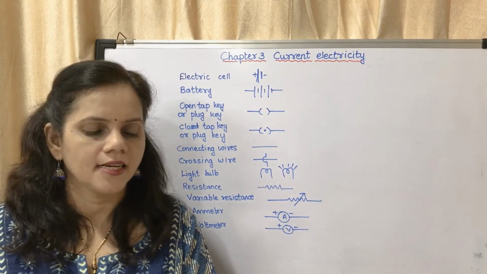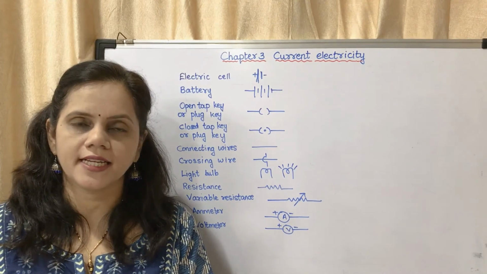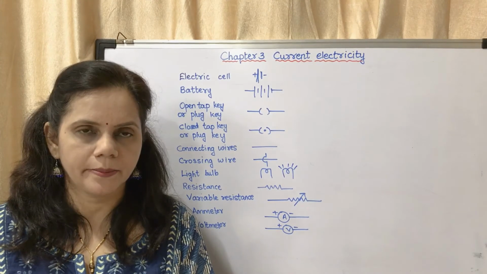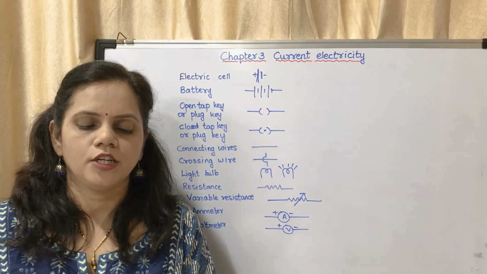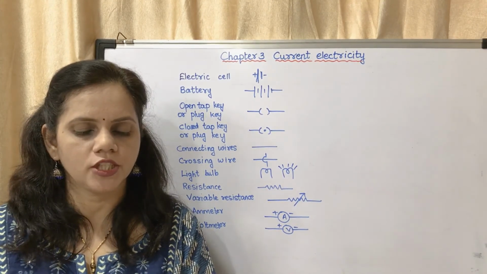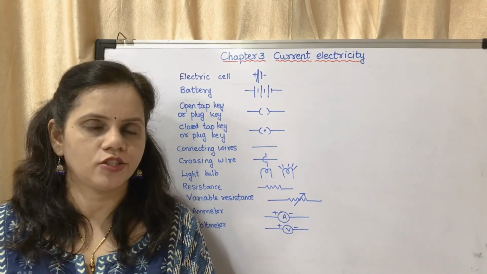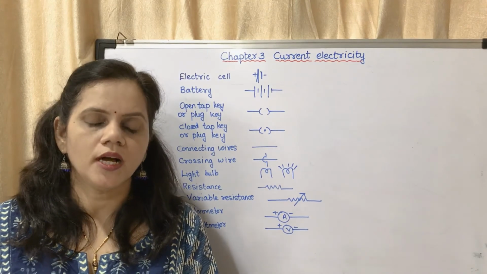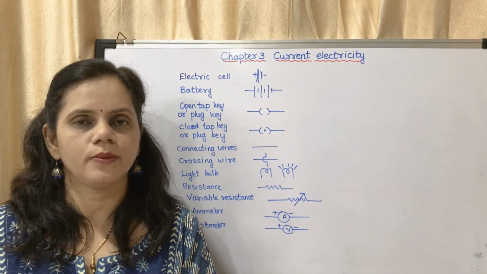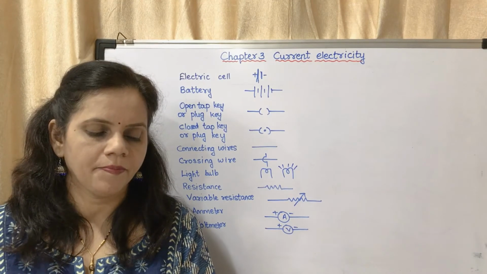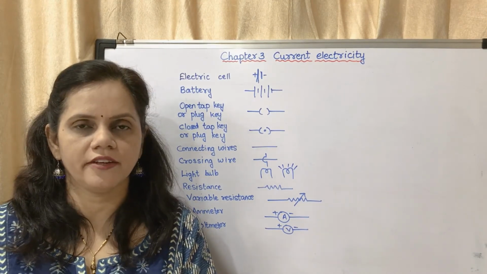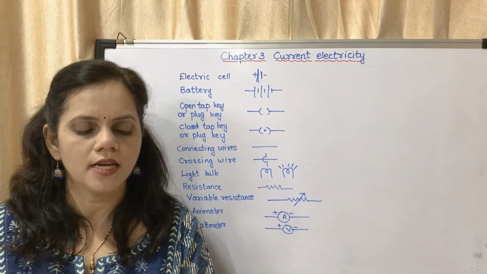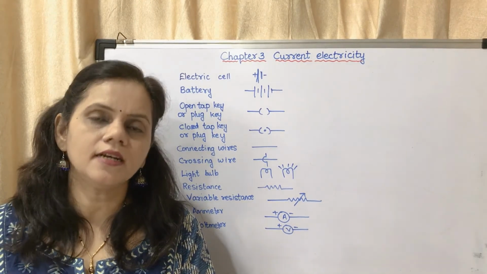The table is symbols for components of an electric circuit and their uses. Electric cell, you may see the picture. Symbol. Use: to apply a potential difference between two ends of a conductor. So what is the purpose of a cell? It is to apply a potential difference between the two ends of a conductor. If you need more potential difference, then you may connect 2 or more cells. That is what is called a battery.